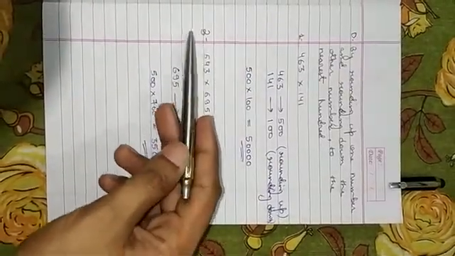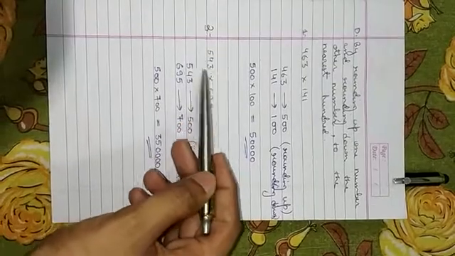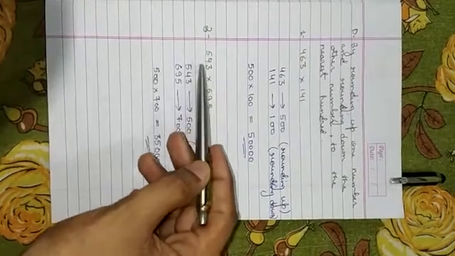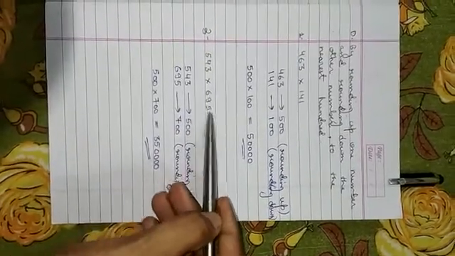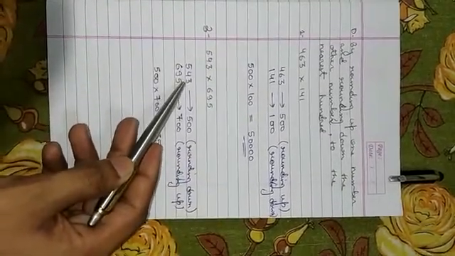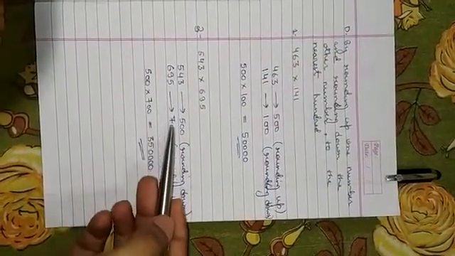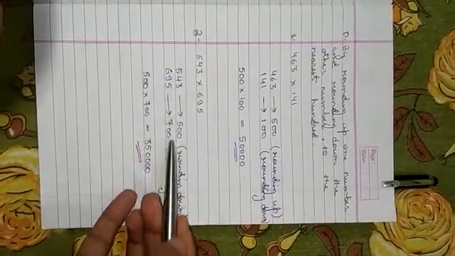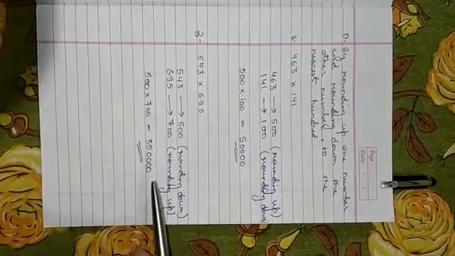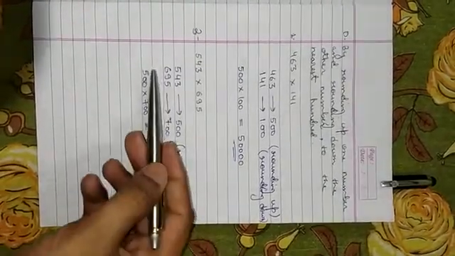Part third, 543 into 695. Okay. 543. 43 is less than 50, so we will round down this number, and 95 is greater than 50, so we will round up this number. So after rounding down 543, we will get 500, because after rounding down, 500 is the nearest 100 to 543. And 695, after rounding up we get 700, because 700 is the nearest 100 to 695.